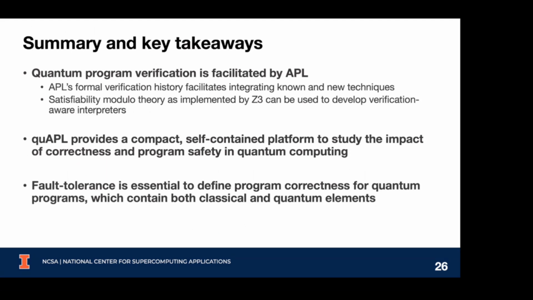And lastly, we have some summary and takeaways. First, quantum program verification is facilitated by APL. Secondly, QAPL provides a compact, self-contained platform to study the impacts of correctness and program safety in quantum computing. And lastly, fault tolerance is essential to define program correctness for quantum programs, which contain both classical and quantum elements. I think that's it.